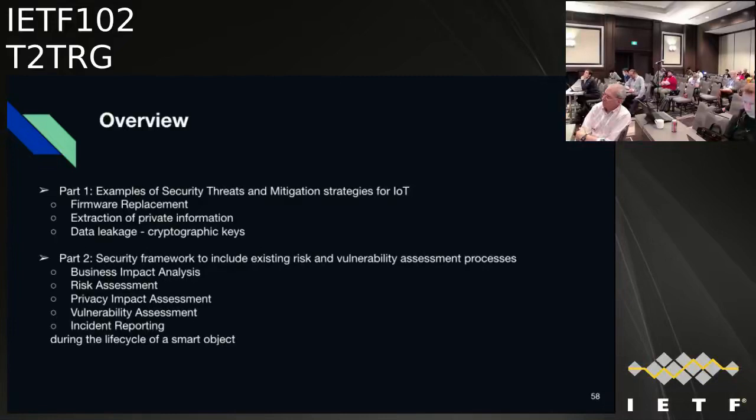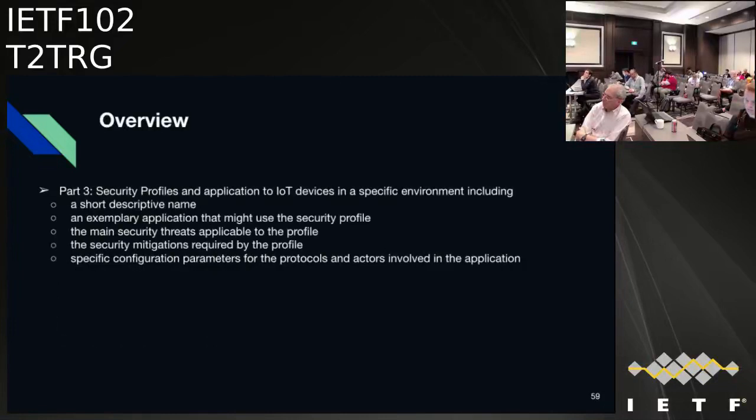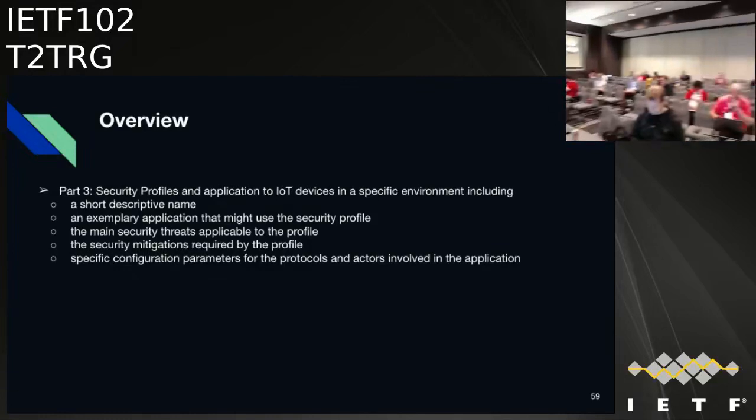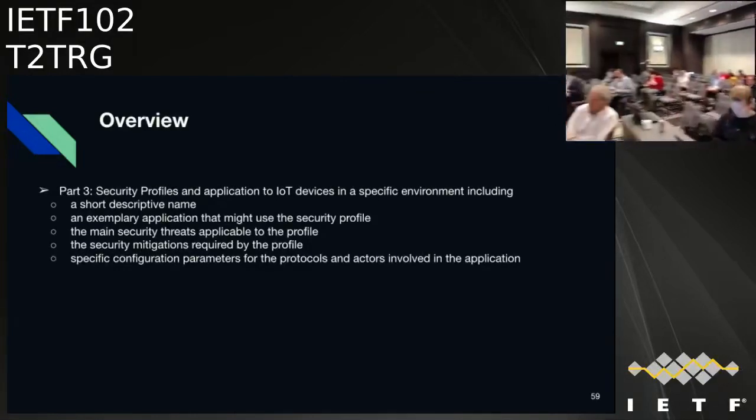And the third part, if you go to the next slide, is about security profiles, and that's something that was in the first versions of the draft on security considerations for IoT. The basic idea is that you can configure devices with different security profiles, depending on the environment where the device is deployed, and depending on the risk assessment that you can perform in that specific environment, you can deploy a security profile. So this is the overview of the draft. Can you go to the next slide?